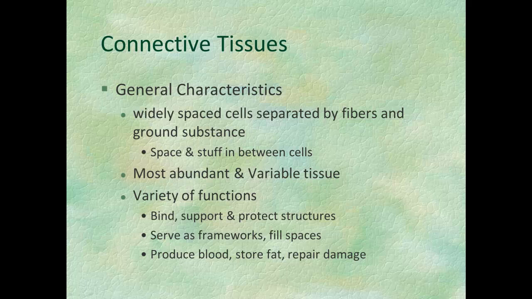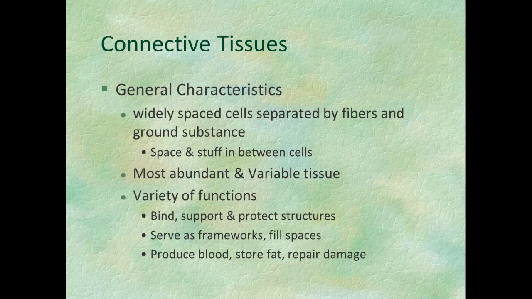As a group, connective tissues have a general structure of support and, to a lesser extent, protection. So they serve as frameworks, they provide support, they bind other types of tissue together, they fill spaces. But some of the specific types of connective tissues, because of their structure and the cells which make them up, also have other functions that aren't necessarily specifically related to support.